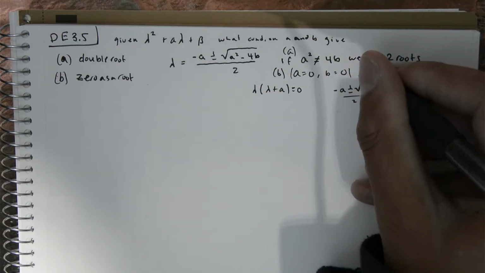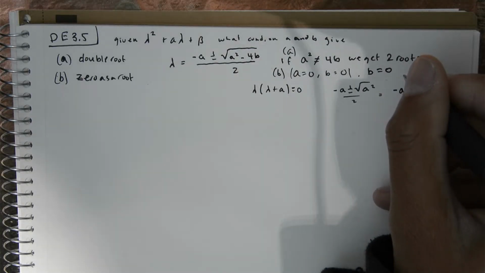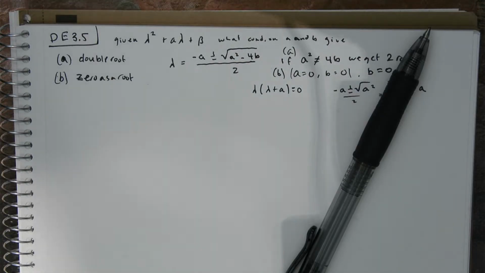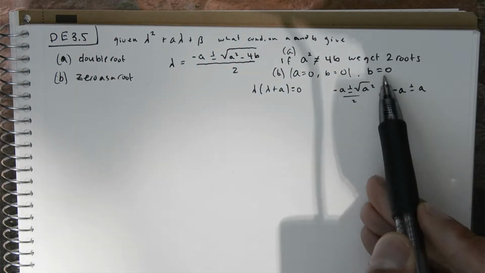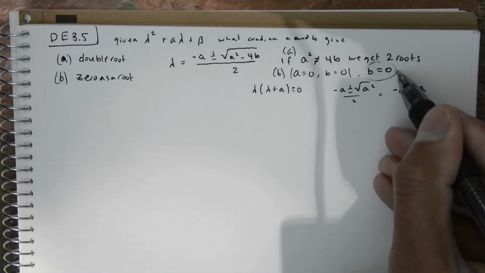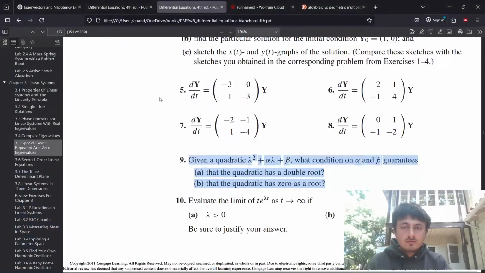So I think it's just b is equal to 0. Okay, let's double check our answer. So I think that's right. This, of course, gives you 0 as a root, but then I think all you really need is b is equal to 0. And you're going to get at least one of them.